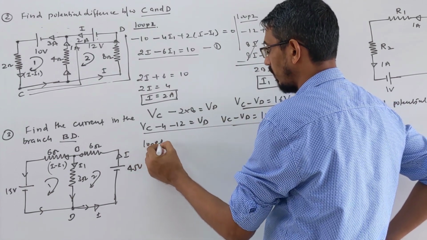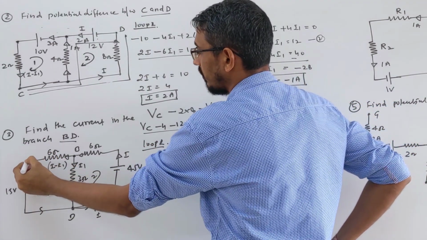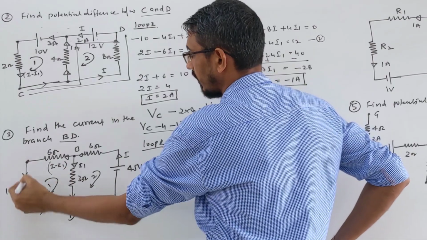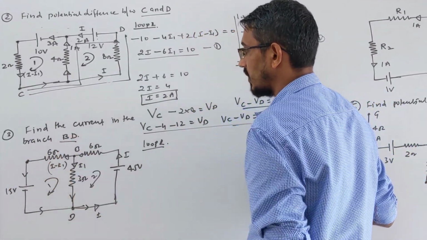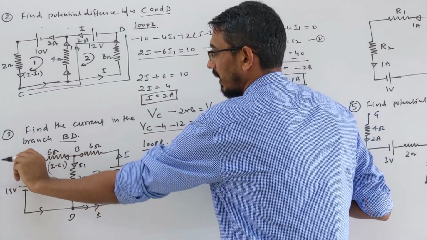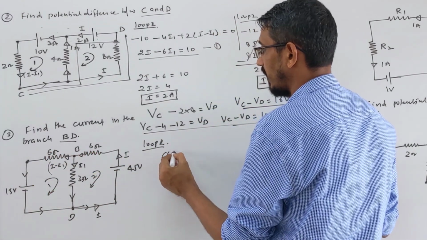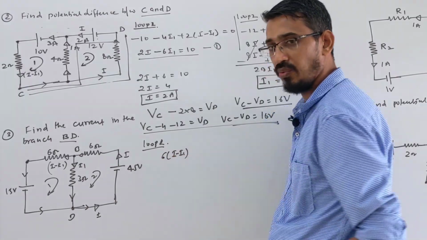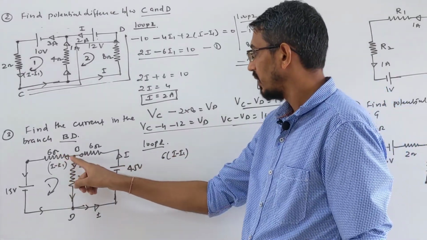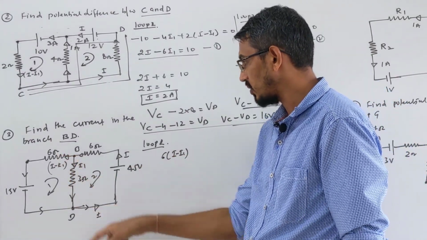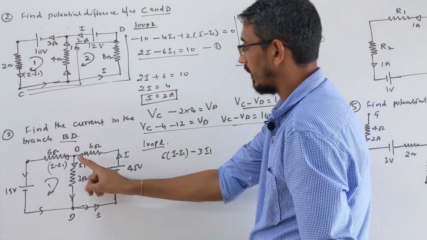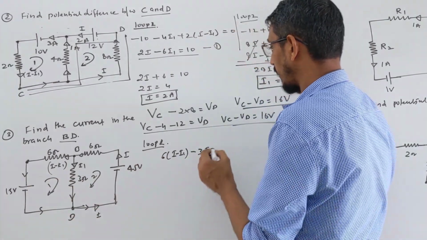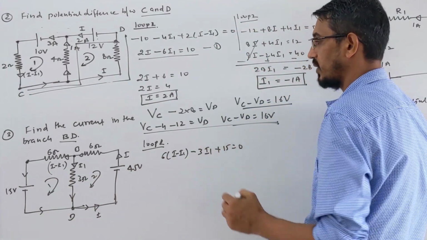Loop 1: I am starting from this point, going around and coming back to the same point. First I have the 6 ohm resistance and the current flowing that way. I am going against the current, so 6 into (I minus I1), positive. IR is positive here. Then going through this resistance in the direction of current, so minus 3 ohm into I1. Then I came here, going through the battery, so plus 15, all equal to 0.